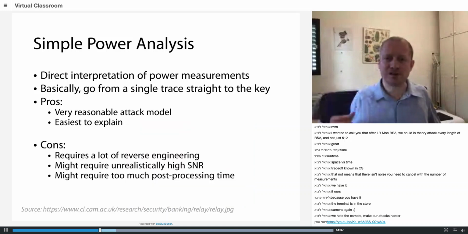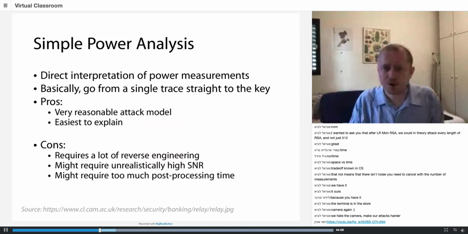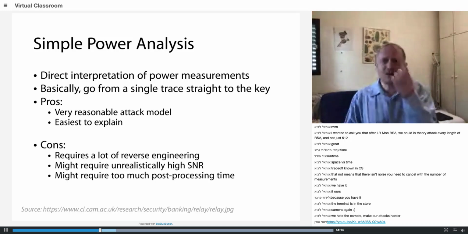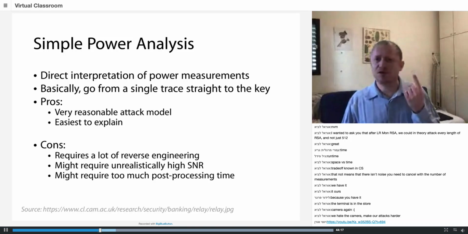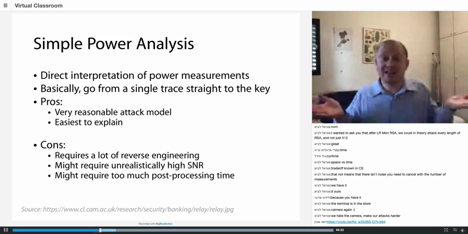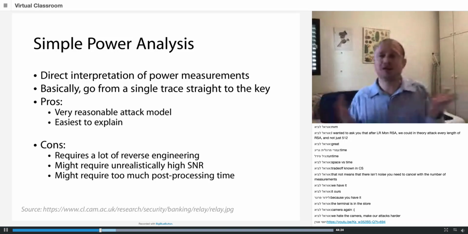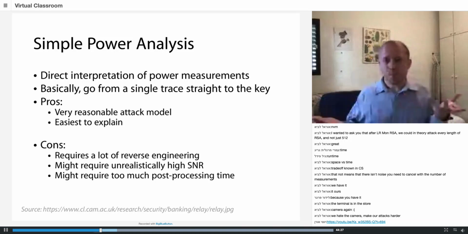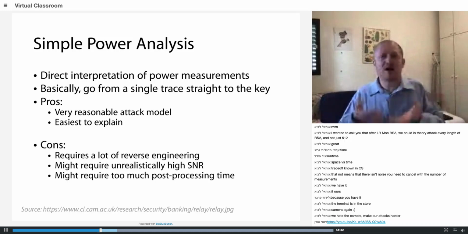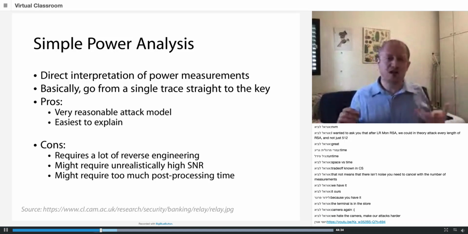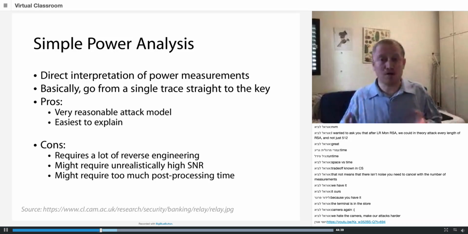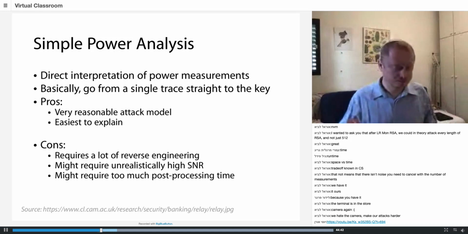So what are the cons? The cons are that you do need to know a lot about the device under test, because you only get one trace. So you need to be very, very well prepared to deal with this trace. Just for example, when is the encryption happening? When does it begin? When does it end? What does it look like? How do the bits look like? How do the values look like? What do the instructions look like? So you need to get a lot of reverse engineering done, and you need to have a very good model of the device under test, and sometimes that's not reasonable.